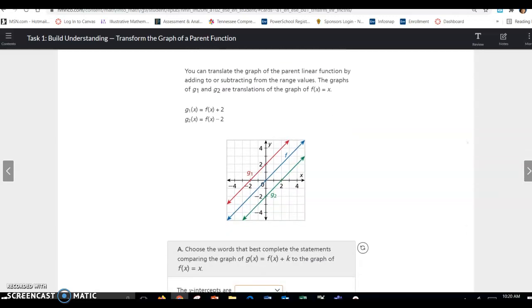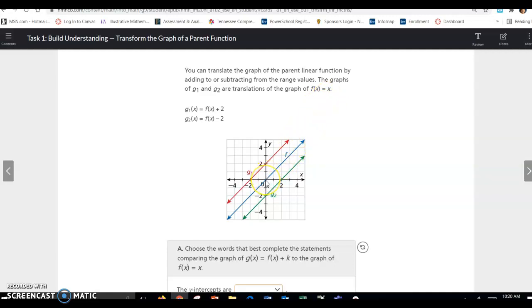All right, so you can translate the graph of the parent linear function by adding or subtracting from the range. The graphs of g1 and g2 are translations of the graph of f of x equals x. Okay, so remember, this is your parent function, and these are in your family of functions because they have the same characteristics. So blue is your parent function. That's y equals mx plus b, where your slope is 1 and your y-intercept is 0. That's f of x equals x.